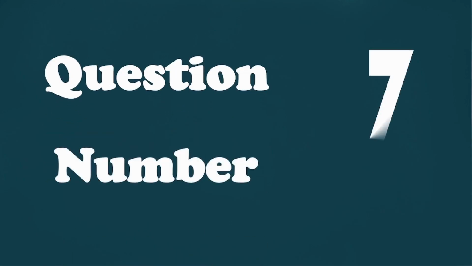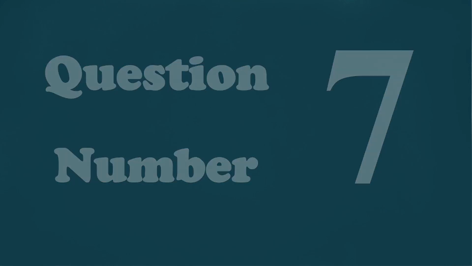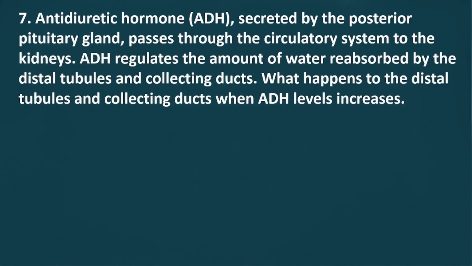Question number 7. Antidiuretic hormone, ADH, secreted by the posterior pituitary gland, passes through the circulatory system to the kidneys. ADH regulates the amount of water reabsorbed by the distal tubules and collecting ducts. What happens to the distal tubules and collecting ducts when ADH levels increase?